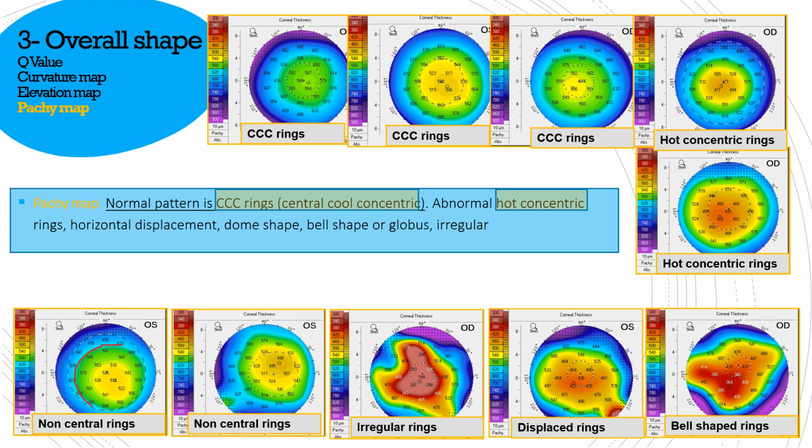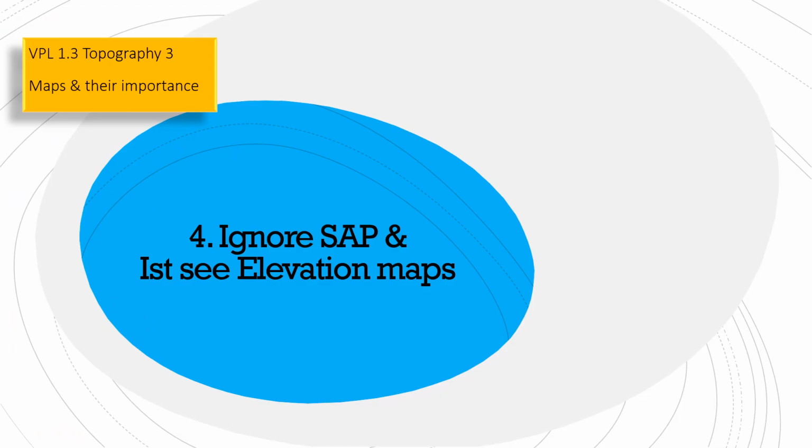Look at that. These are the cool colors, but these are not central. So CCC means central cool concentric ring, but this one is not central. These are irregular shape, displaced ones, and bell shaped. All these are abnormal shapes. So the message is, don't only look for the shape of the cornea on the SAP map, do also look for the pachy maps and elevation maps.